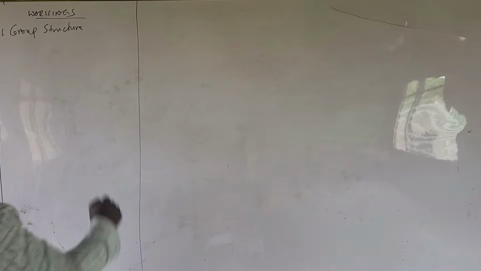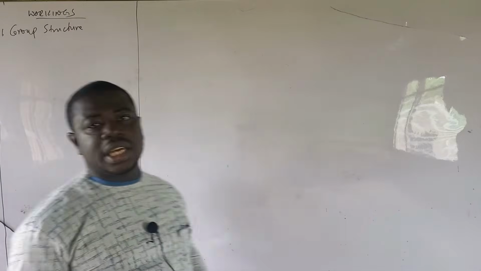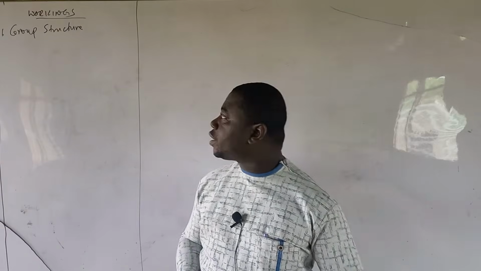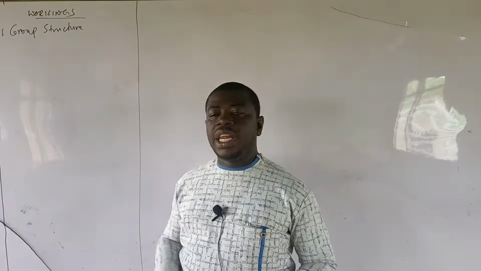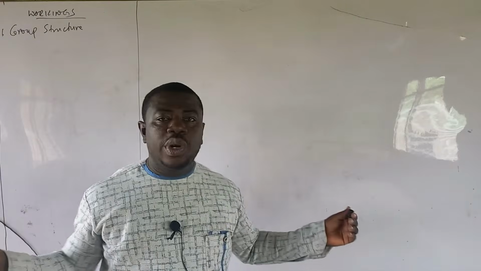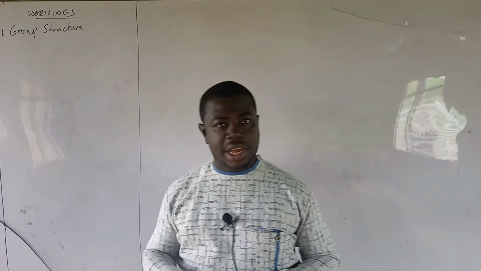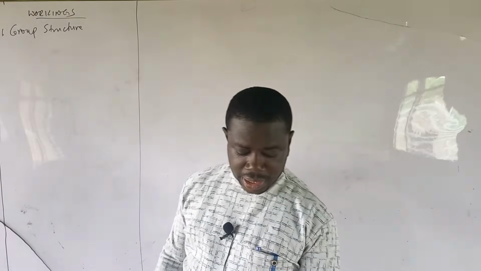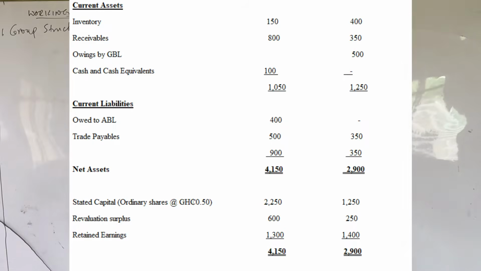Now, the group structure. According to this question, we are told that the parent, GBL, bought 2 million equity shares in ABL. But we don't know the total number of shares of the subsidiary. We are told from the question that the total share value in cedis is 1.250 million, or 1,250, and the price per share is 50 pesos.